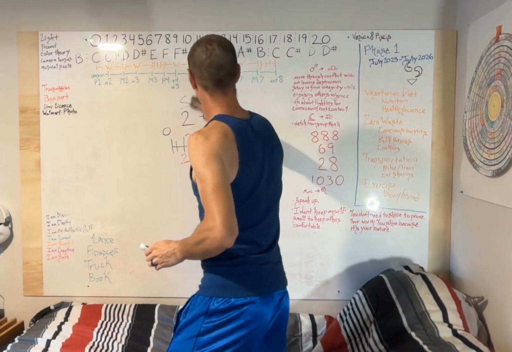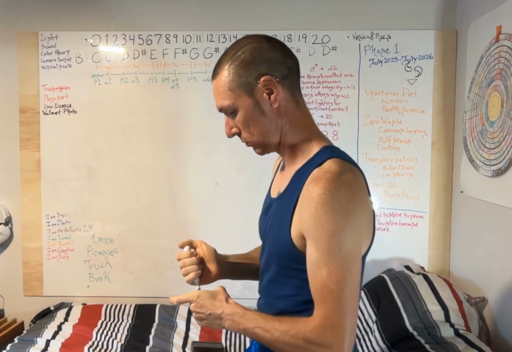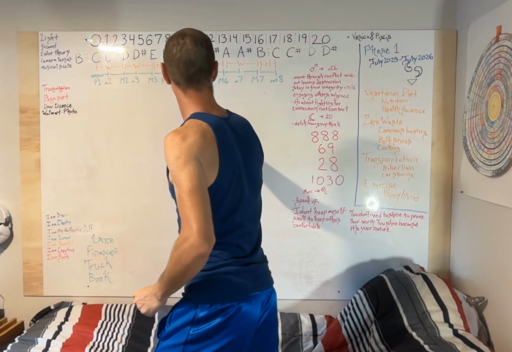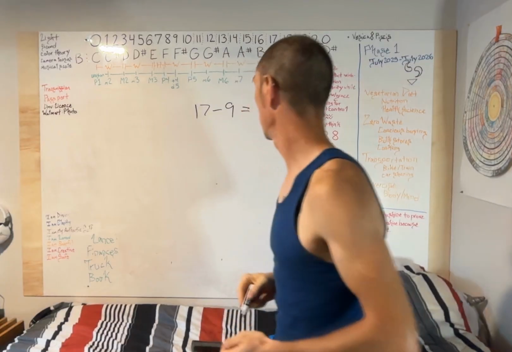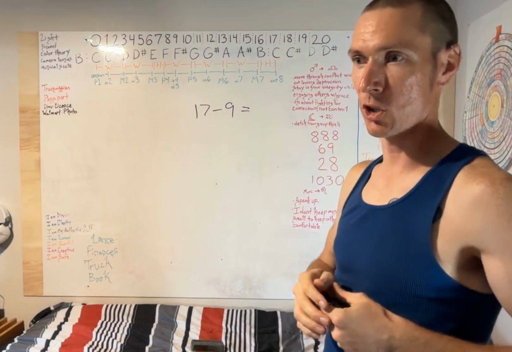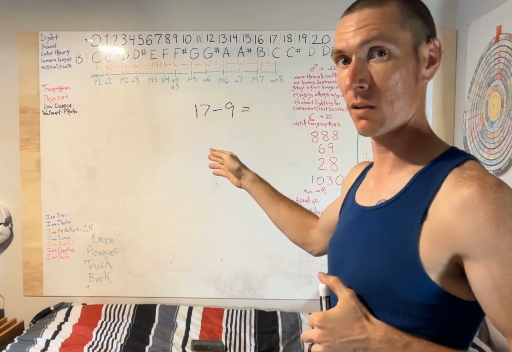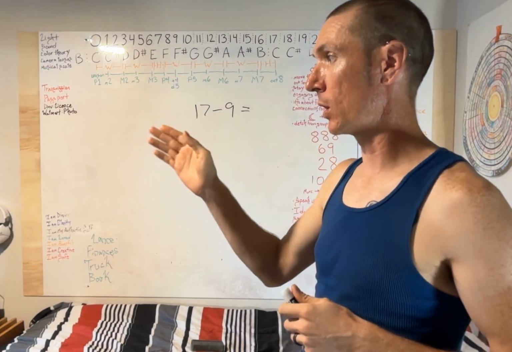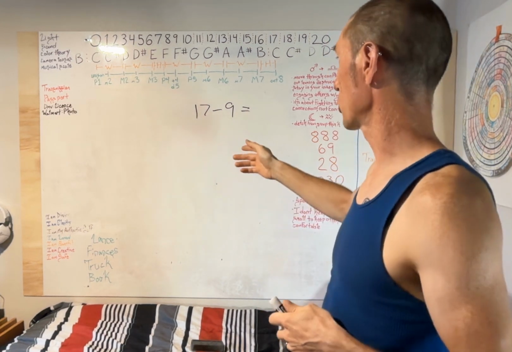Okay. With subtraction, 17 minus 9. Okay. With addition, the names of them are the addend plus the addend equals the sum. But with subtraction, at least my college level math book didn't tell me the names.